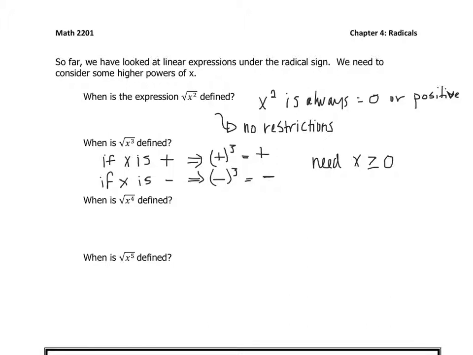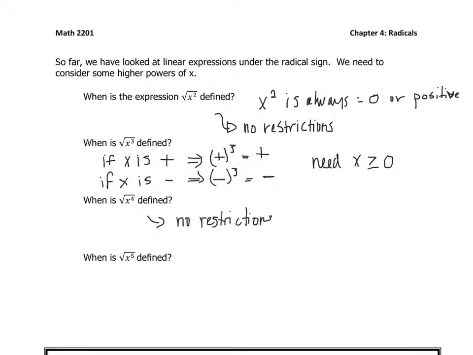x to the 4 would follow along the same property as x squared, because if you raise a value to a power that's even, then it's always going to be positive, or 0 if x is 0. A negative multiplied by itself an even number of times will always be a positive result, and the same thing with a positive multiplied by itself any number of times would always be positive. So this one would have no restrictions.